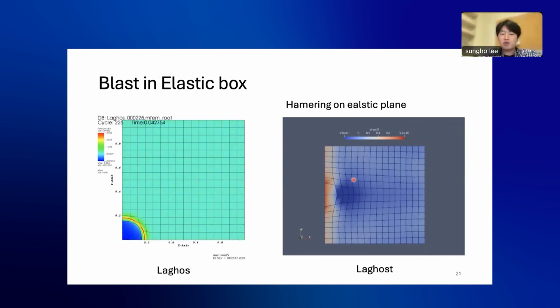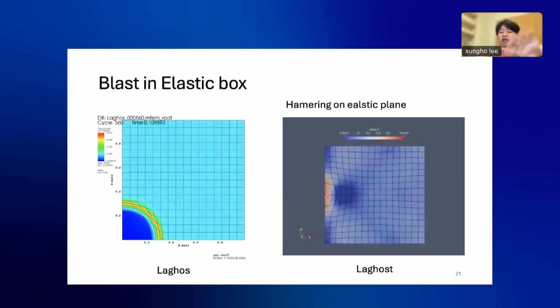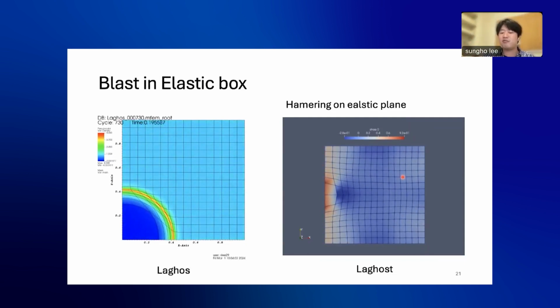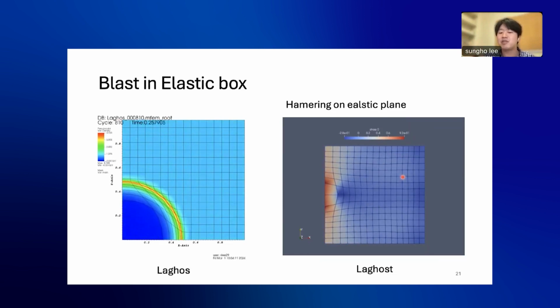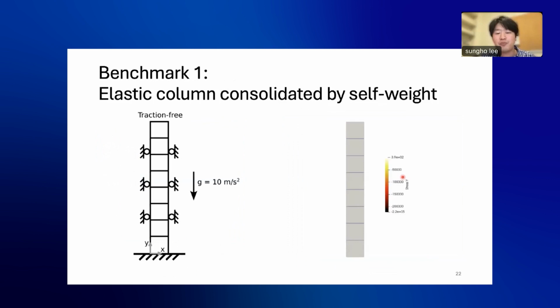We hammer on an elastic plane, and there is a sudden energy blast, and it propagates, and we get some seismic waves. So you can see the vibrating of the medium here. So I like this example. It looks cool. And I mentioned I implemented body force in the stress tensor.